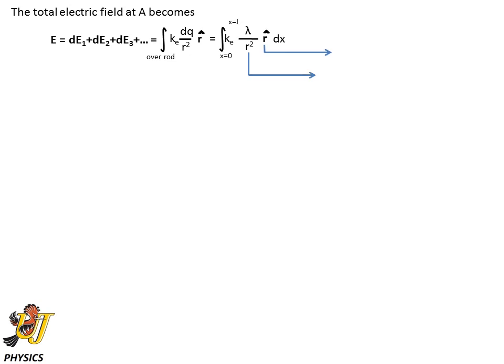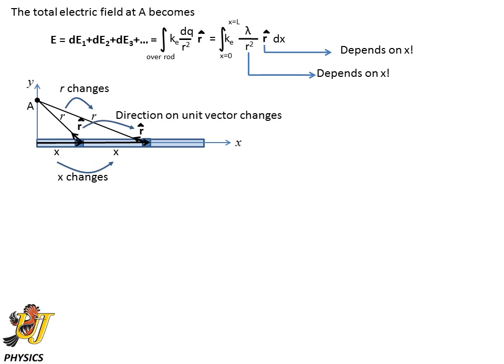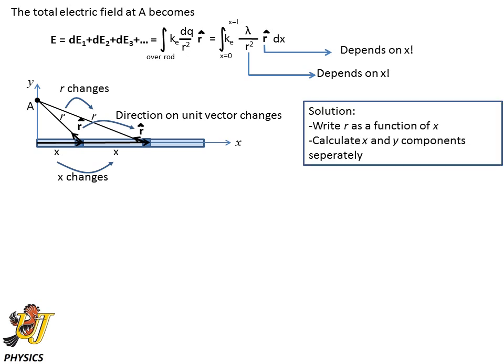Now, this integral is still not easy to solve because both the direction of the electric field produced by each tiny segment and the distance away from the point where we want to calculate the electric field depend on x. If we look at our rod, this basically means if I change the value of x, we change the distance between our element and the point where we want to calculate the electric field, and we change the direction, here given by the unit vector r hat pointing from the particular element on the rod towards point A. So in order to calculate this integral, we must come up with a solution.